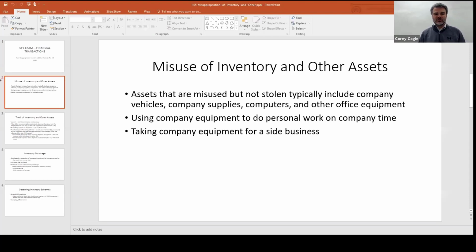You can steal company supplies. You can use the computer to print off your own stuff. Nobody's ever done that, have they? Yeah. Any office equipment, you can go make copies of your own stuff on their copy machine. You know, that's all misusing company assets.